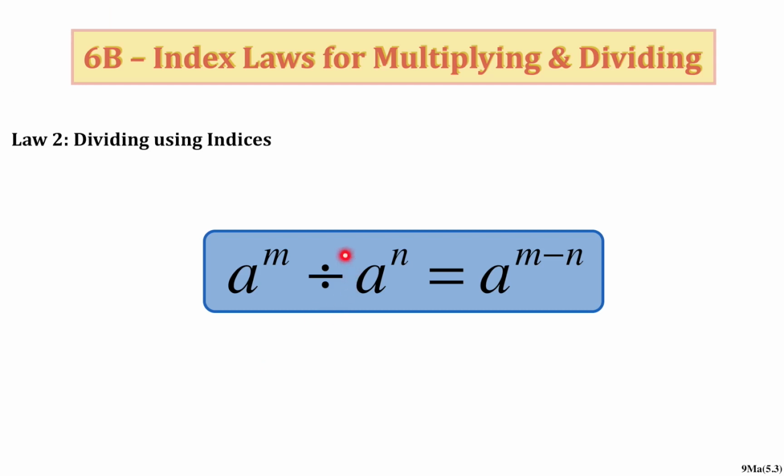Law 2 says that when you are dividing indices, same base of a, and they've both got powers above them, when you are dividing, you write down the base, and then you minus the powers. It's always the first power minus the second power. You can almost see like a minus sign in amongst a division sign there. Let's try some examples.